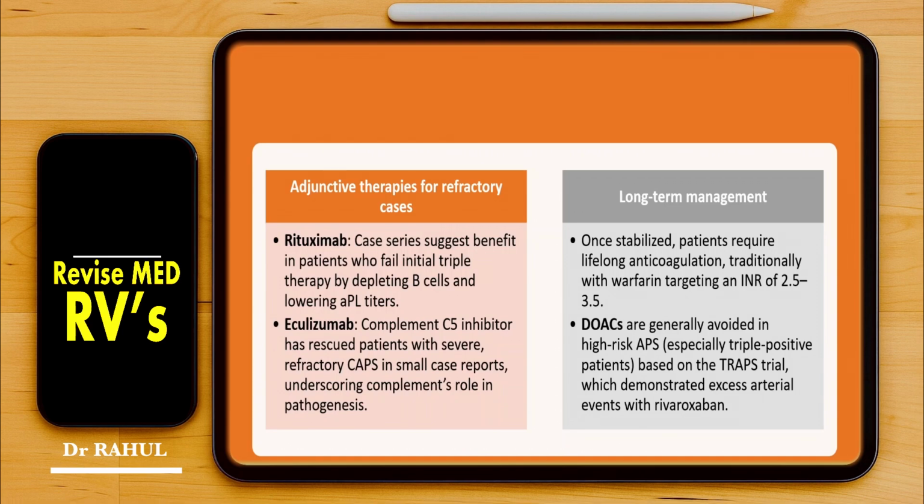And regarding the long-term management, once stabilized, the patient requires lifelong anticoagulation, that is traditionally with warfarin targeting the INR 2.5 to 3.5. And direct oral anticoagulants are generally avoided in high-risk APS, especially triple positive APS as well as CAPS patients, based on the TRAPS trial, which demonstrated a higher rate of arterial events.